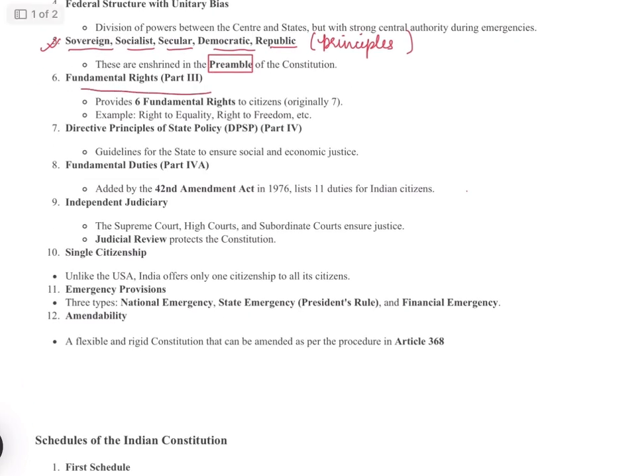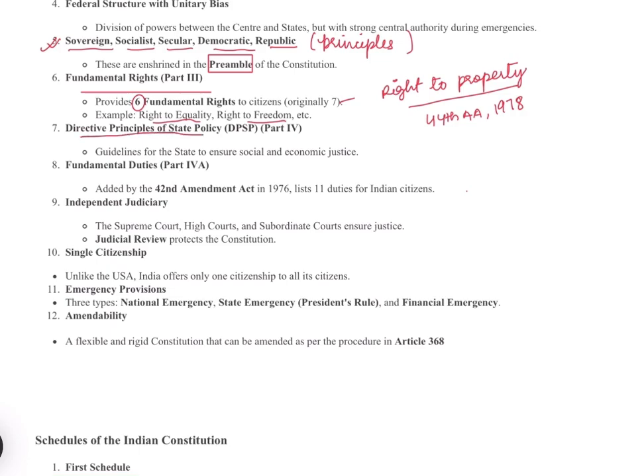Next one is fundamental rights, which are under Part 3. It provides for 6 fundamental rights. Originally we had 7, but the right to property was omitted through an amendment, the 44th Amendment Act in 1978. I'll be dealing with that also very soon. For example, they have given right to equality, right to freedom, right to life and liberty, etc.